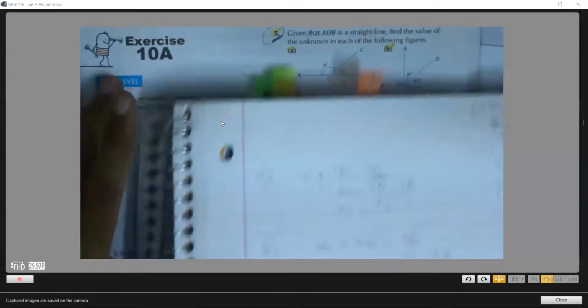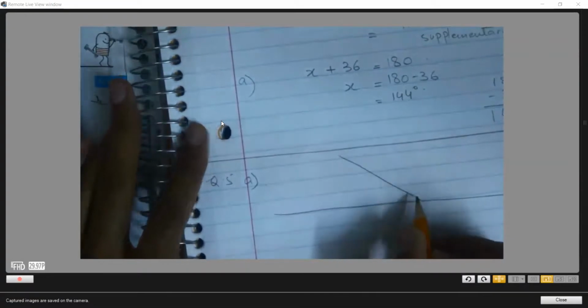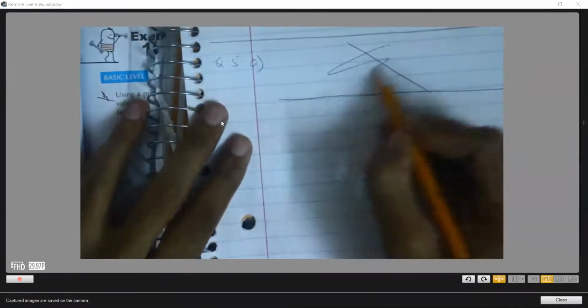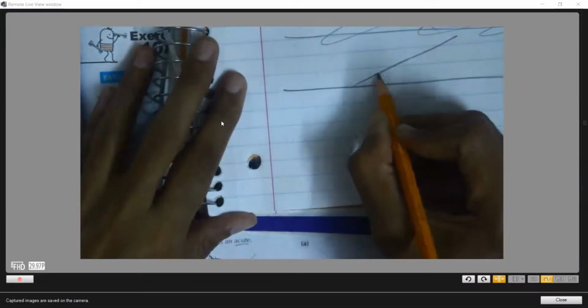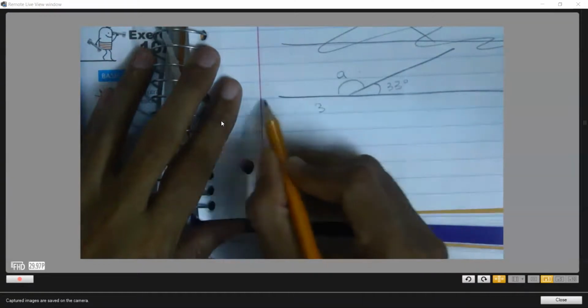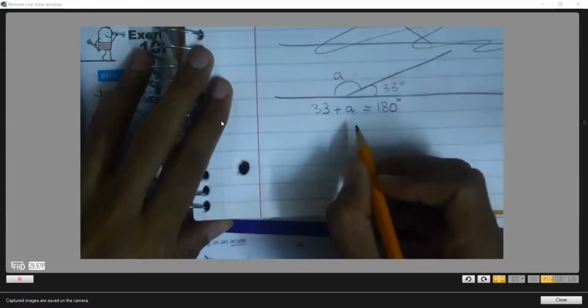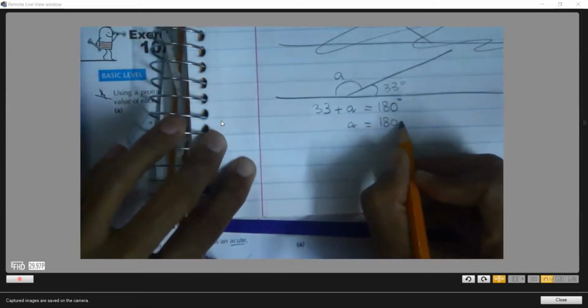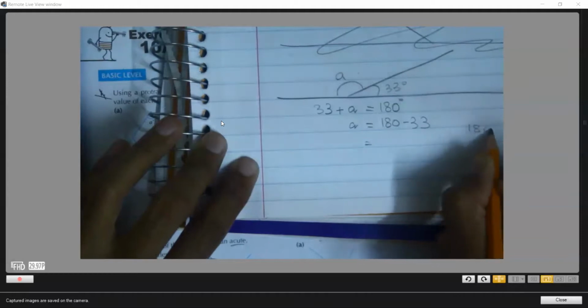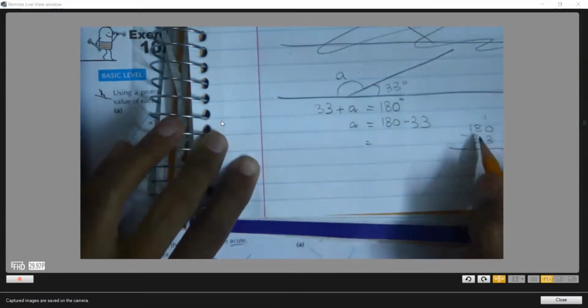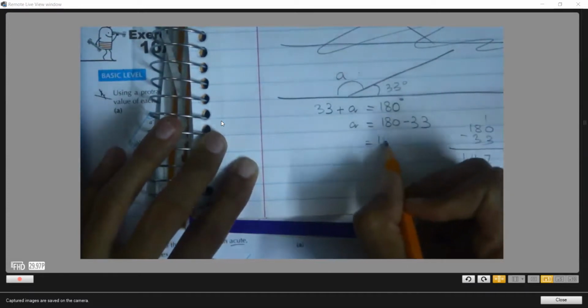So it's something like this, 33 degrees, and this is A. So you have to find what A is. I know that the sum of angles on a straight line is 180. So 33 plus A is equal to 180. And so the value of A would be 180 minus 33. This 33 will shift to the other side. It was positive, it was getting added, so it will get subtracted. So 180 minus 33. 10 minus 3 is 7. 7 minus 3 is 4. 147. Okay.